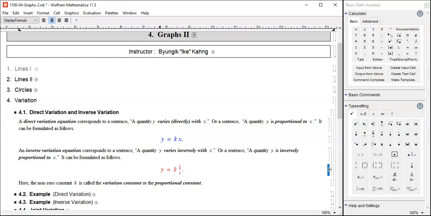The direct variation, straight up multiplication, y equals kx, where x and y are variables that change, and k is a constant that doesn't change. For inverse variation, it's not a multiplication, it's a division instead. Y equals k times 1 over x, or k divided by x. Again, x and y are variables that change, and k is a constant that doesn't change. This constant is called the variation constant or proportional constant.